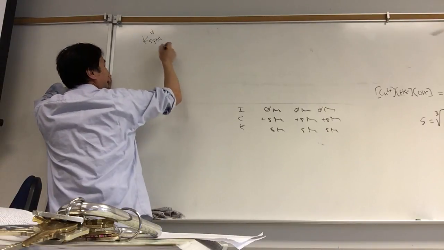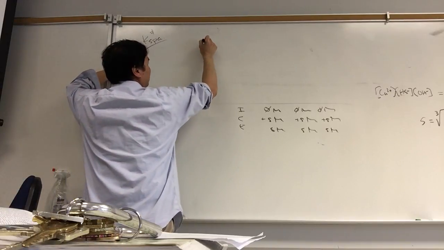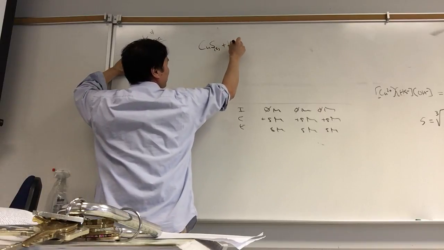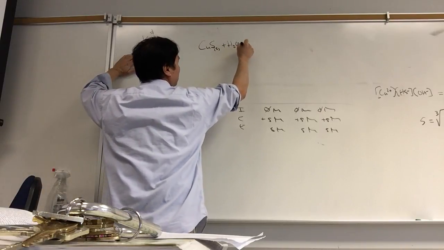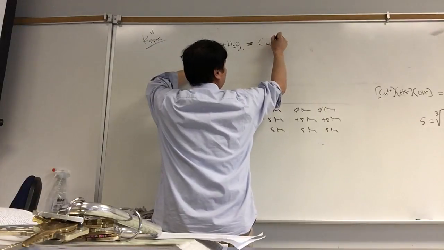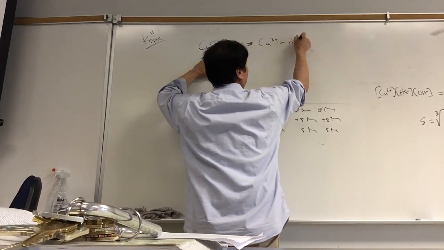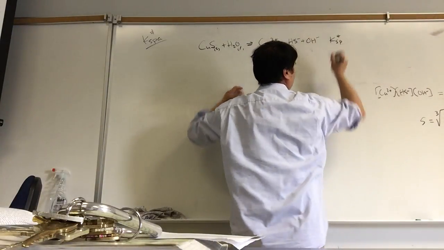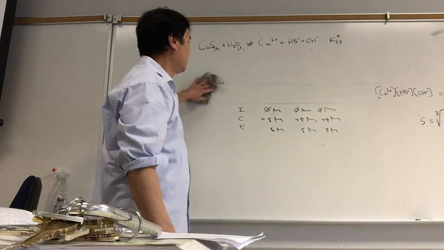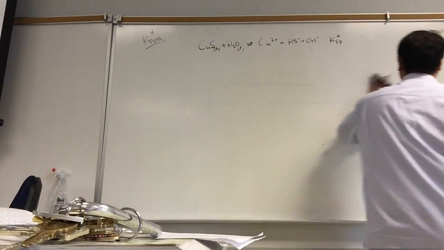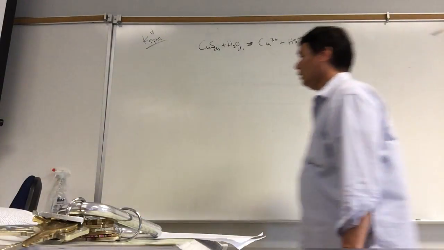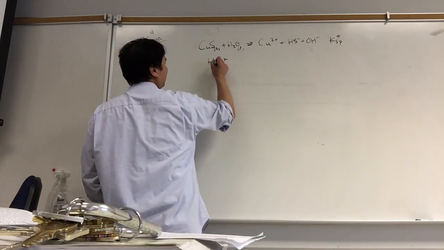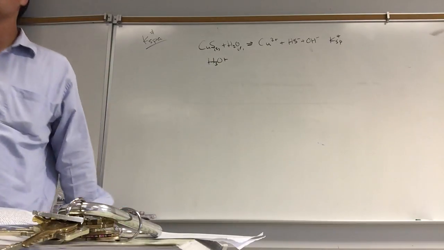Ksp A double dagger. So if we take our Ksp equation for copper sulfide, for every sulfide we need water to react with it. So this is going to generate copper 2 plus, HS minus, plus OH minus. This is our Ksp double dagger. Then we can figure out how acid will impact the solubility. In this case we want hydronium, so acid. And what would acid do to this equilibrium?